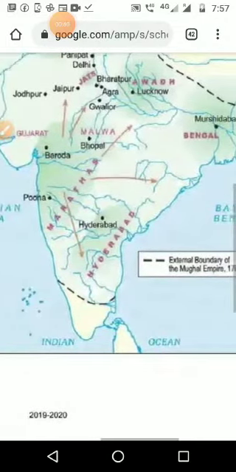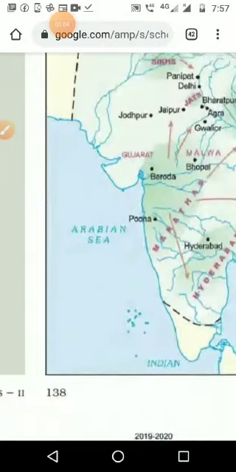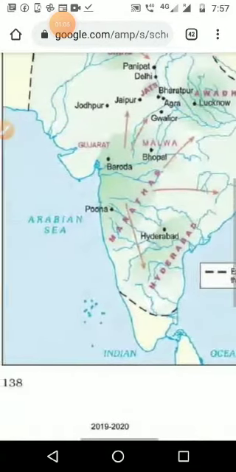Here we can see the map given. It is the external boundary of the Mughal emperor in 1700, that is, the starting of the 18th century. What is the boundary of the Mughal emperor? We can see it includes Bangladesh, India, Afghanistan and Pakistan. All these countries were included in the Mughal empire. Then later what happened, that we will see.